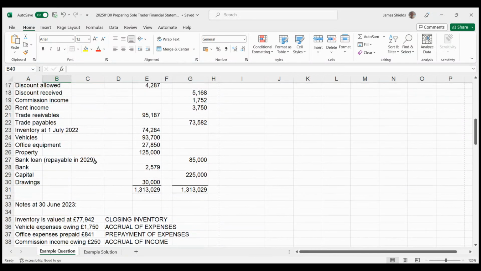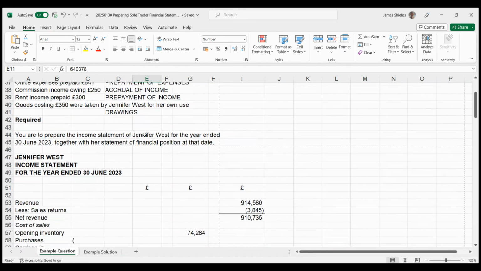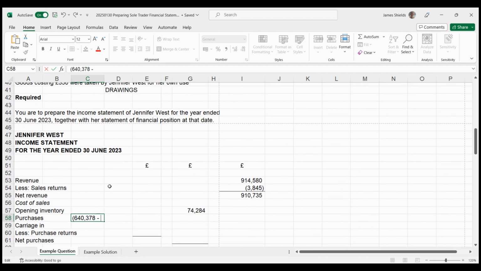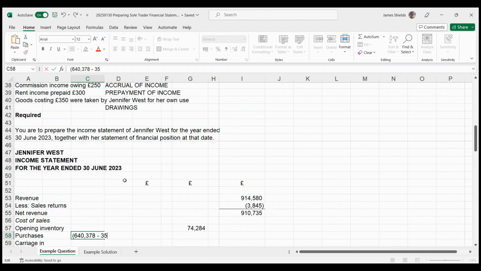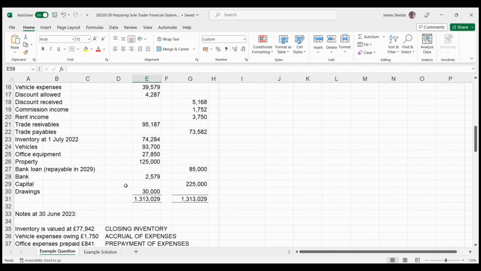So we go to the trial balance and look for the purchases figure now. And it's 640,378. So I'll put a little calculation in brackets now. 640,378, but I've got to take away the amount that she took for her own personal use for drawings. That's going to be £350. Because it's only a small working out, I can put it in brackets next to the category. So that's going to be £640,378, take away £350, which gives us £640,028.